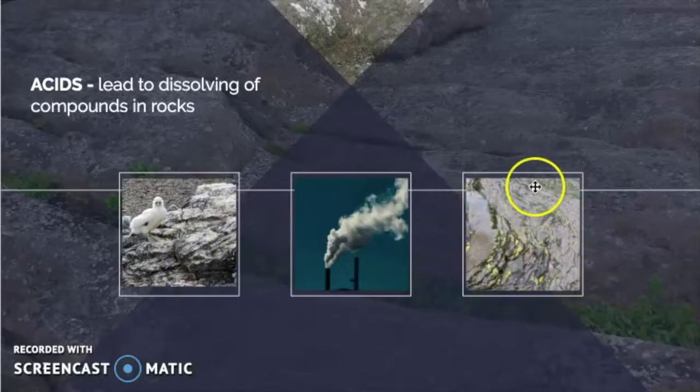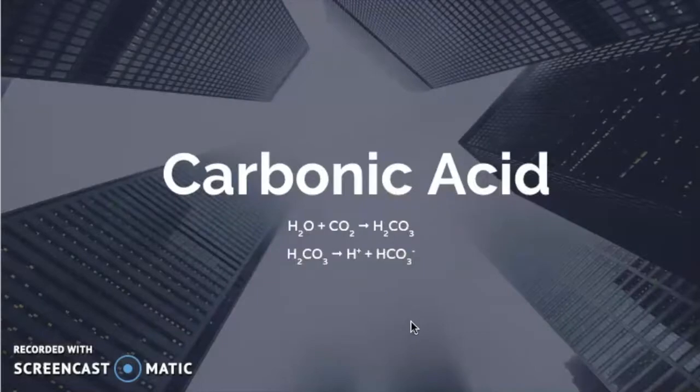Lichens and mosses can grow on rocks. And as the lichens and mosses grow on rocks, or plant roots grow on rocks, they will excrete a type of acid onto the rocks, which will break them down. And then acids can also come from human sources. We get a lot of carbonic acid and sulfuric acid and nitric acid forming due to emissions from burning fossil fuels.